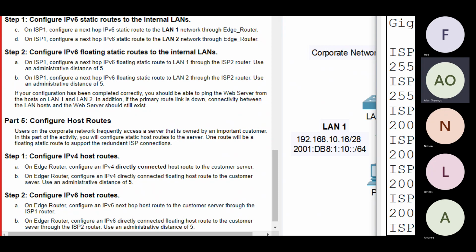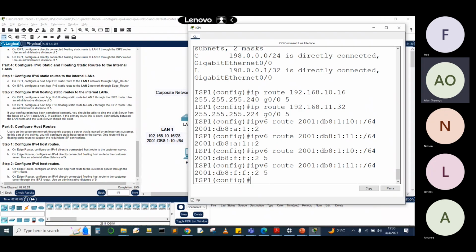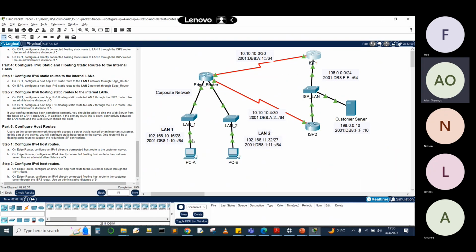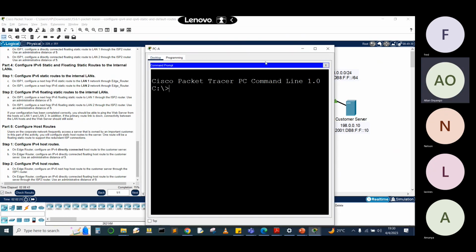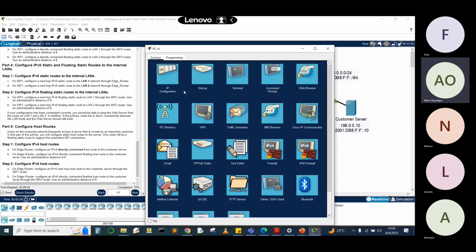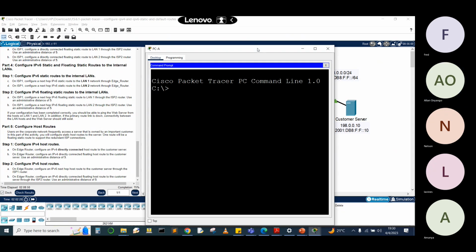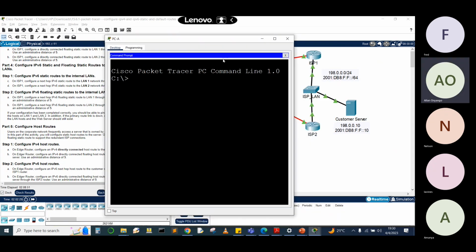Let's try that at that point. Let's try to ping the server from the PC on LAN 1. So the server is here. I mean, the PC is here. And I'm going to go right here. Let me check if they have both IPv4 and 6. Yes, they do. So let me ping the server at this point in time.